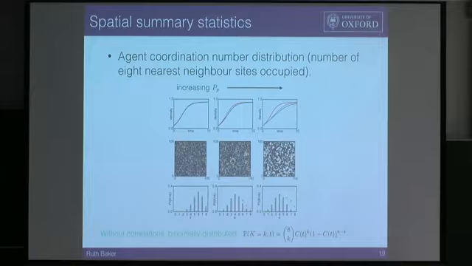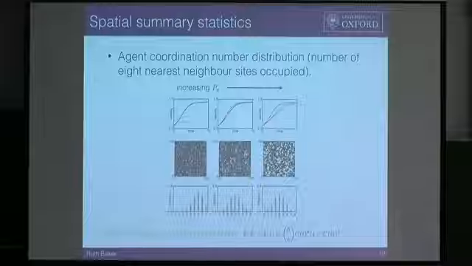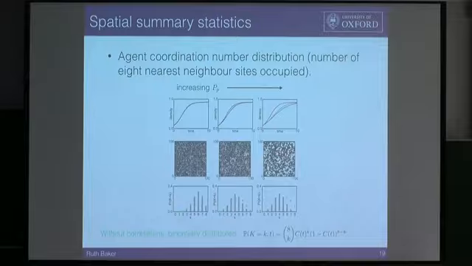If I think about the 8 nearest neighbor sites that surround any site, it's effectively the number of those sites that are occupied. That's for any given lattice site, and if you look across the whole lattice, that allows you to build up an agent coordination number distribution. The idea is that if my sites were completely independent of each other in terms of their occupancy, then this will just be a binomial distribution.